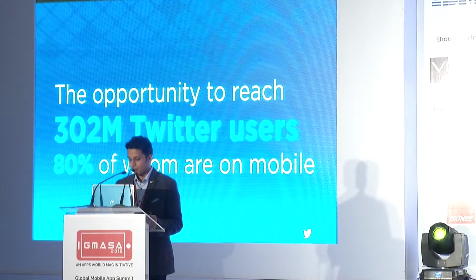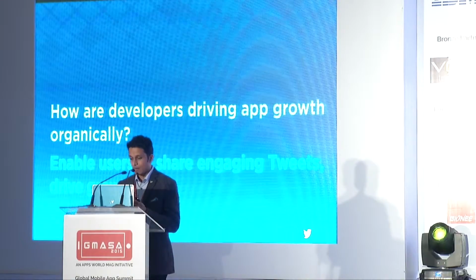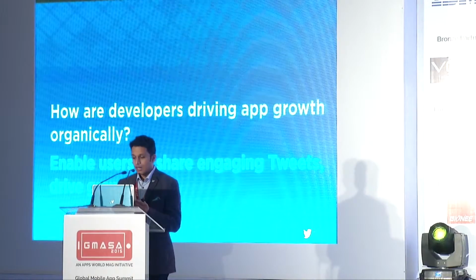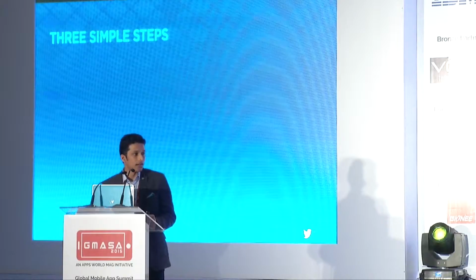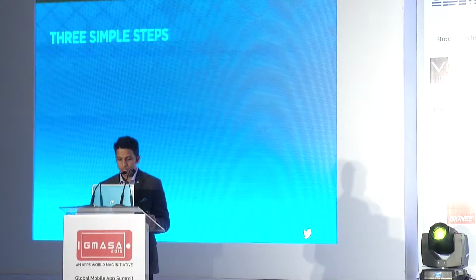So how do we do that? As I told you, we do that by enabling users to share engaging tweets. But how do you actually implement it? The first thing that you do is enable Twitter cards. You enable Twitter cards on your website. Now, what does Twitter cards do? Twitter cards helps you build embedded actions like, say, install an app or open an app from within a tweet.